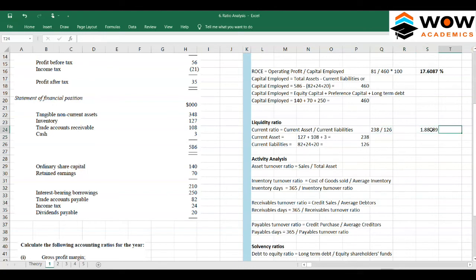So the answer is expressed as is to 1. So that's a sum. It is 1.88 is to 1. That's about the current ratio. Let's go to the activity ratio.